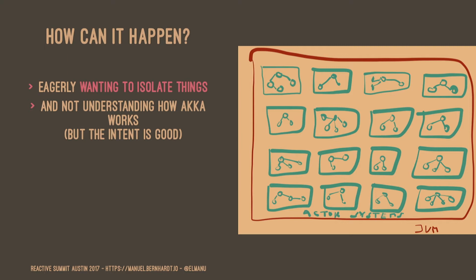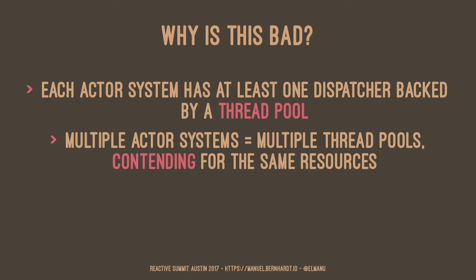Initially the intent was good, because what they wanted to achieve was to isolate one thing from another. Isolation is good, right? But creating one actor system per container or per thing is not the answer to that, because Akka actually has all you need to do that in Akka itself. The reason you shouldn't have all these actor systems in one JVM is that each actor system is backed by one thread pool, and these things are heavy. They need memory. They need resources.